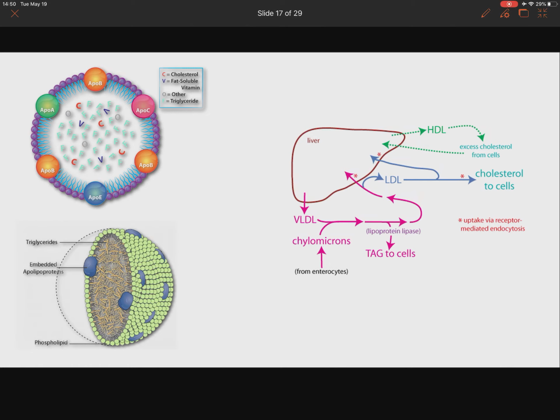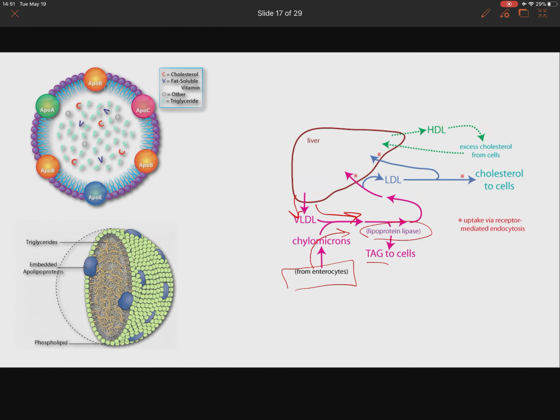Sorry about the noise. Low density lipoproteins, these are the bad ones. So as the very low density lipoprotein particles get stripped of their triacylglycerides, they become more dense, okay? So this is from the intestines, right? From the liver to the cells.